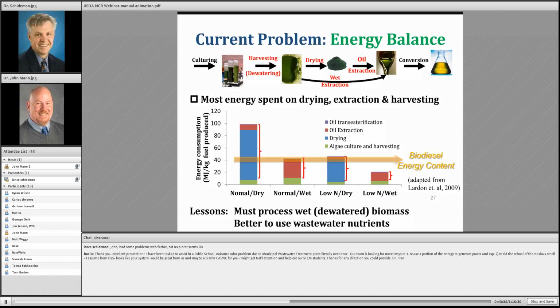But the lessons here are that you must process wet, dewatered biomass. You can get it partially dry like a cake, but you can't dry it out into a powder. If you do, you lose the energy balance. And it's much better to use wastewater nutrients if you want to have a positive energy return and a positive economic return.